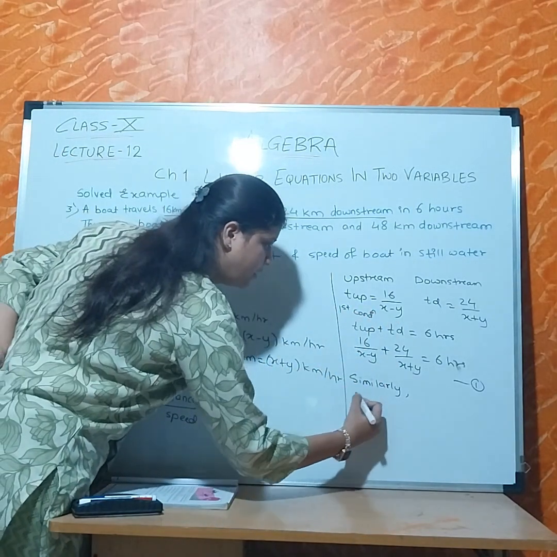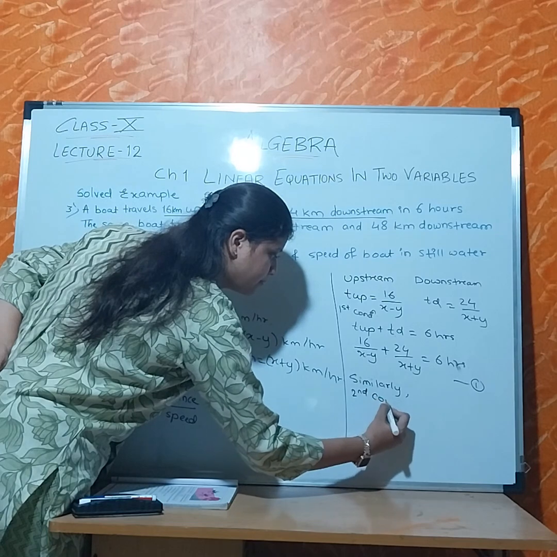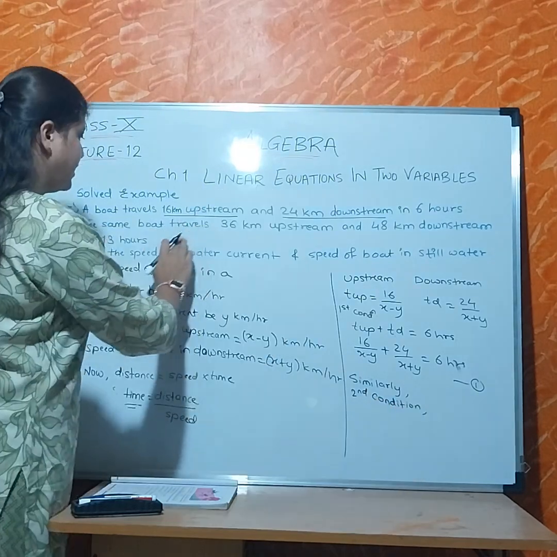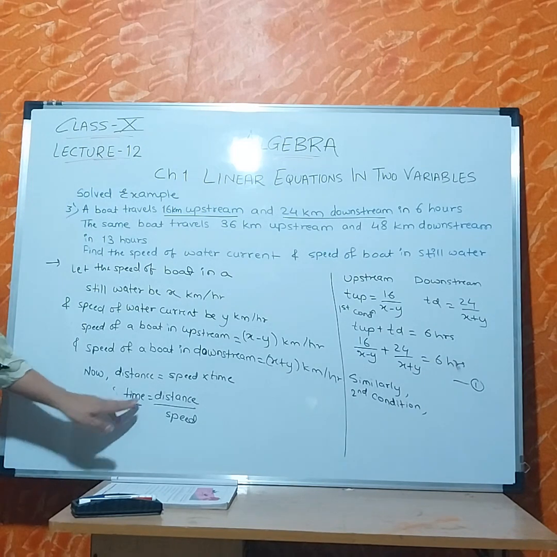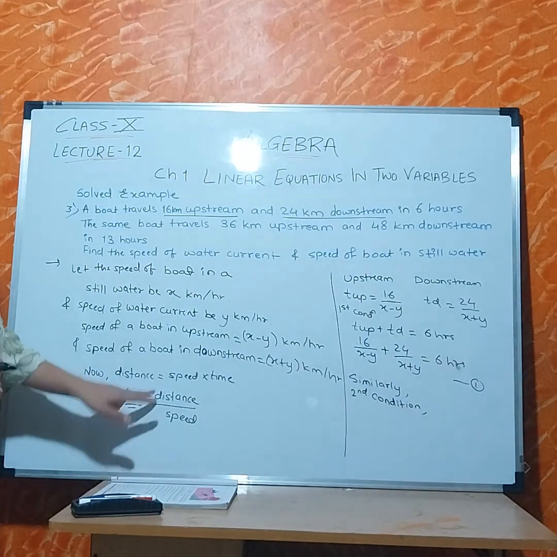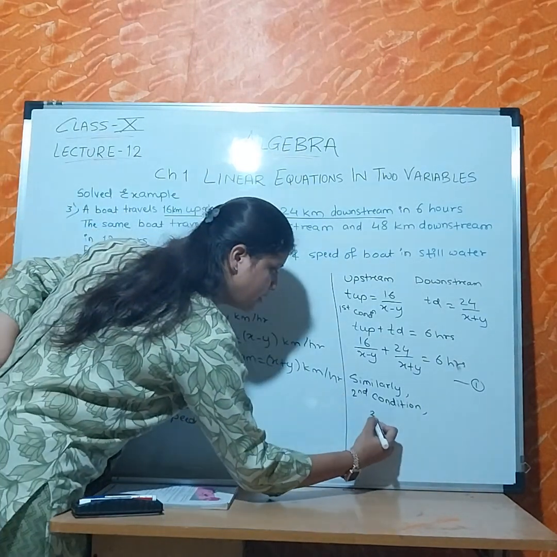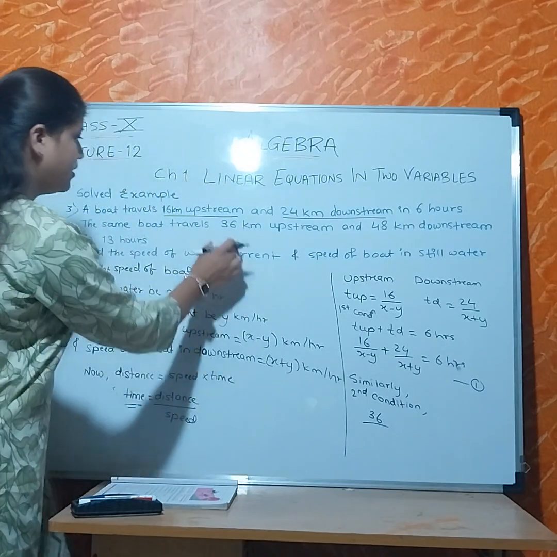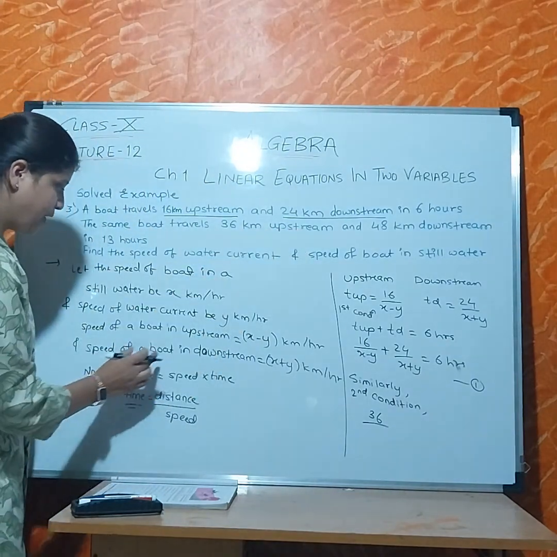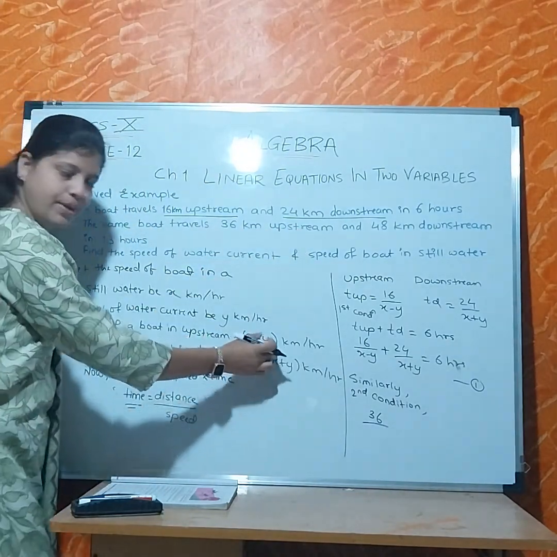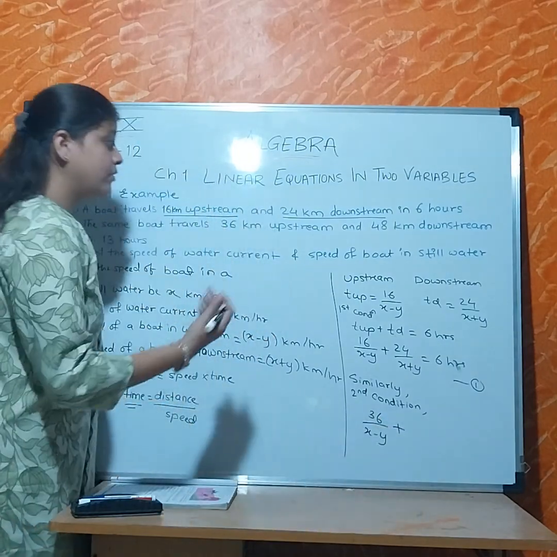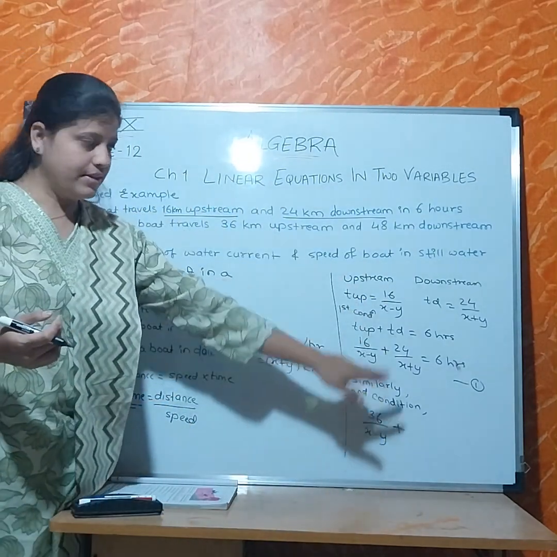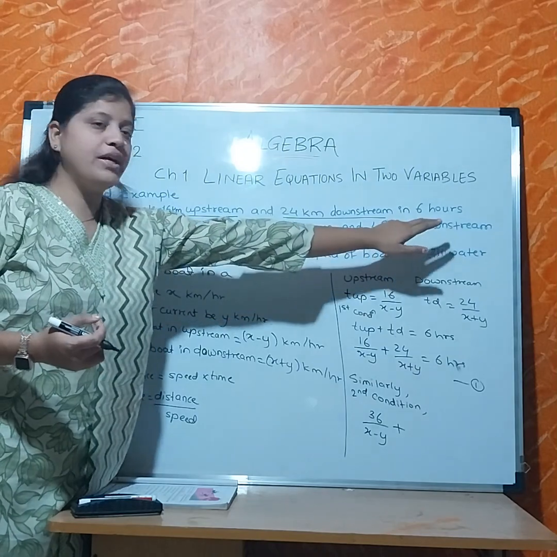Now this is our second condition. 36 km upstream. So time is equal to distance upon speed. Distance is 36 and speed is upstream. What is the speed of a boat in upstream? x minus y. So 36 upon x minus y, plus, and means plus, 48 km downstream.